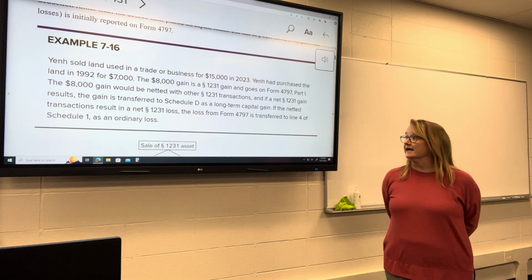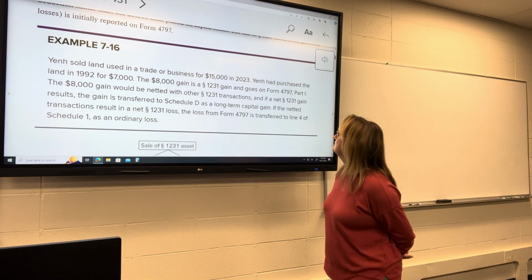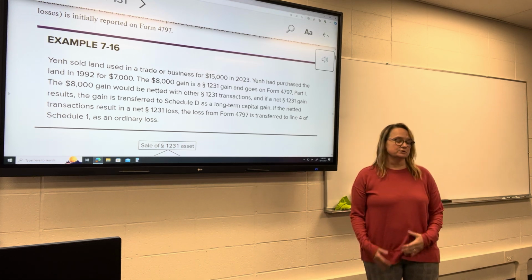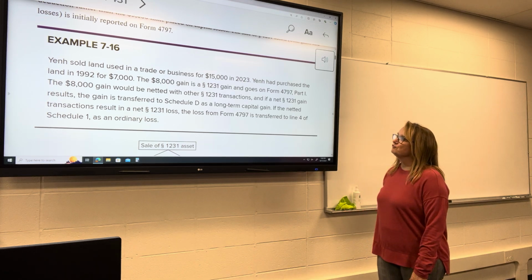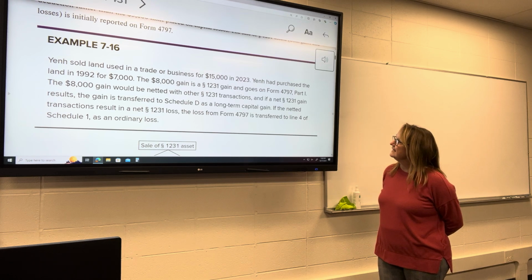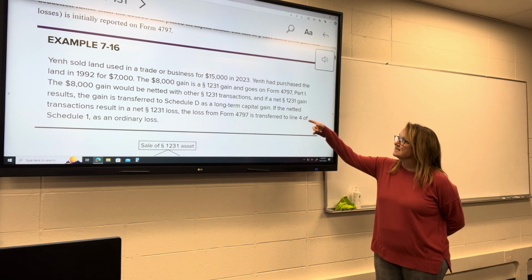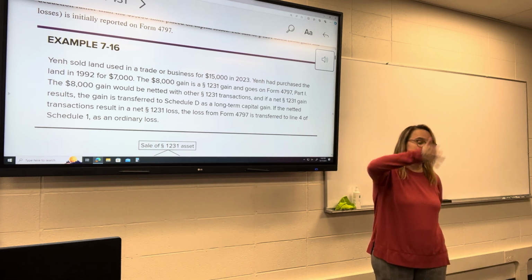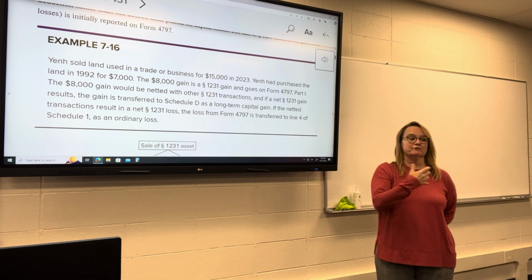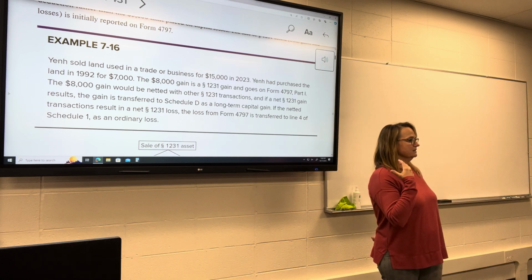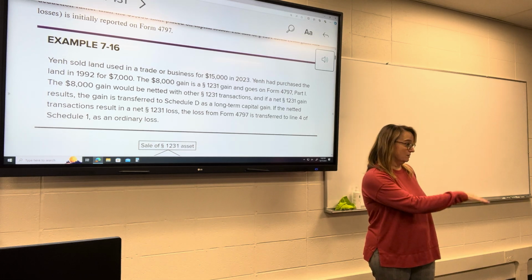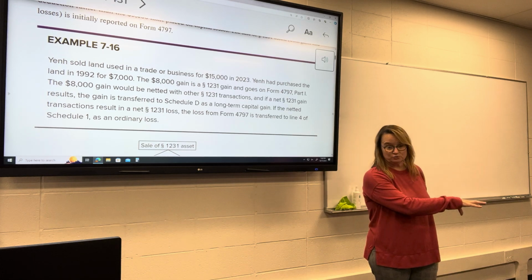Yen sold land used in a trade or business for $15,000 in 2023, purchased it in 1992, so it's a long-term asset, for $7,000. So there's an $8,000 gain. The gain from the sale of that, because it's part of a trade or business, is going to go on the Form 4797. If it was an investment, it would go on the Form 8949 and then be transferred to the Schedule D.